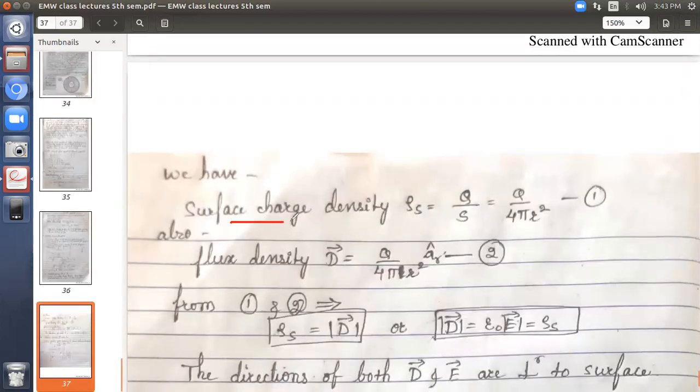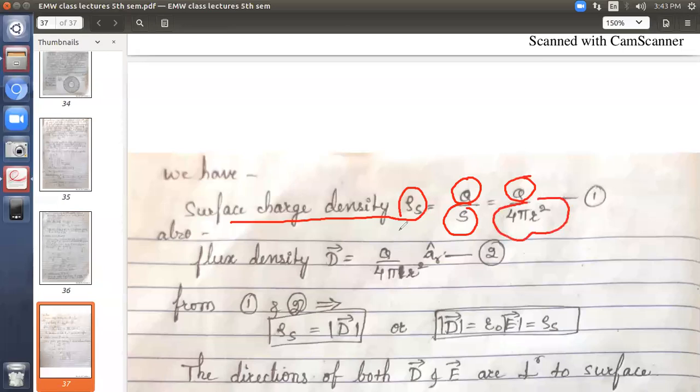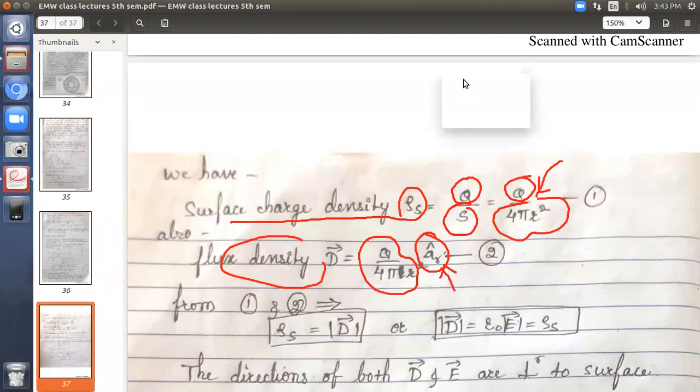then we know that surface charge density is given by charge divided by the surface area. Charge divided by the area of the sphere, since I have considered a ball. So Q by 4 pi r squared. Just compare this with the flux density. It is also Q by 4 pi r squared, but it has a unit vector, so it has a certain direction, whereas here you do not have any direction. That's the difference between those two.